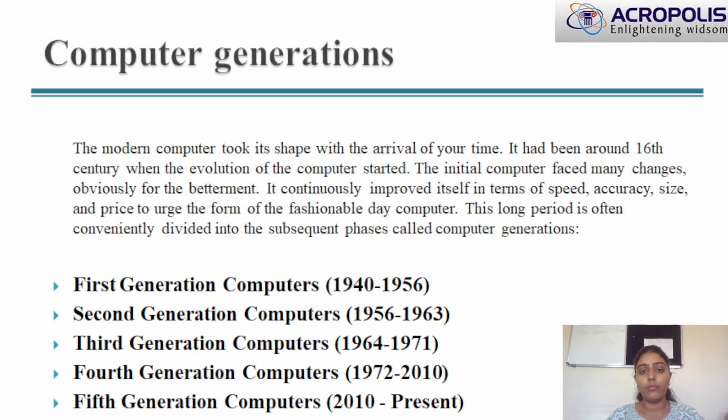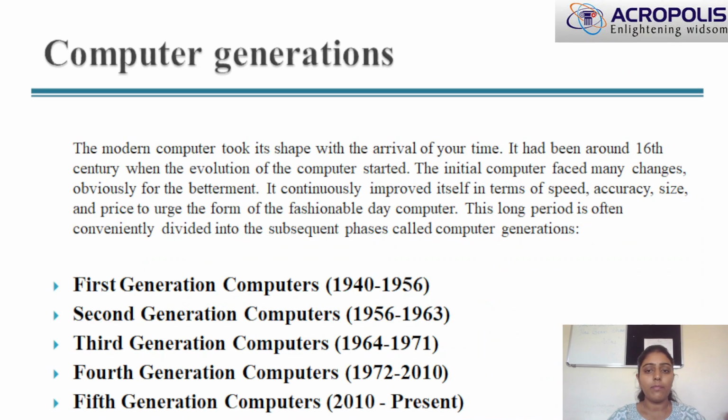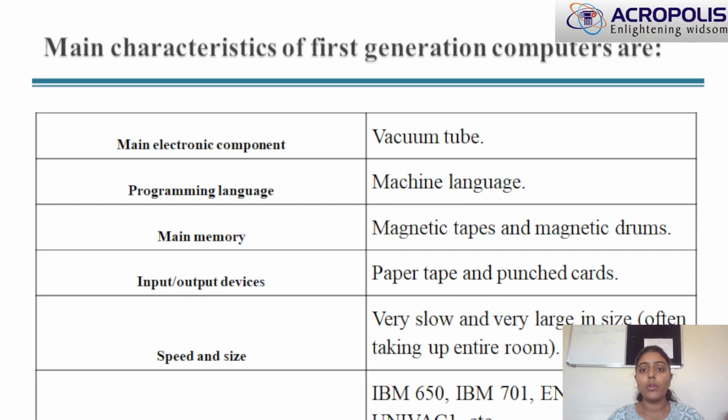So we have five types of computer generations, which are first generation computers, second generation computers, third generation computers, fourth generation computers, and fifth generation computers. The duration of first generation computers is 1940 to 1956. The first generation computer consists of a vacuum tube. The technology used in first generation computers is the vacuum tube, and it is used as main memory, and these are very large in size and low speed computers.